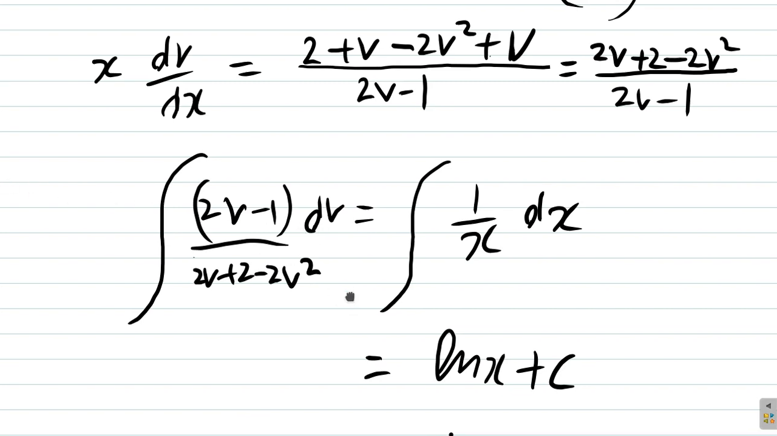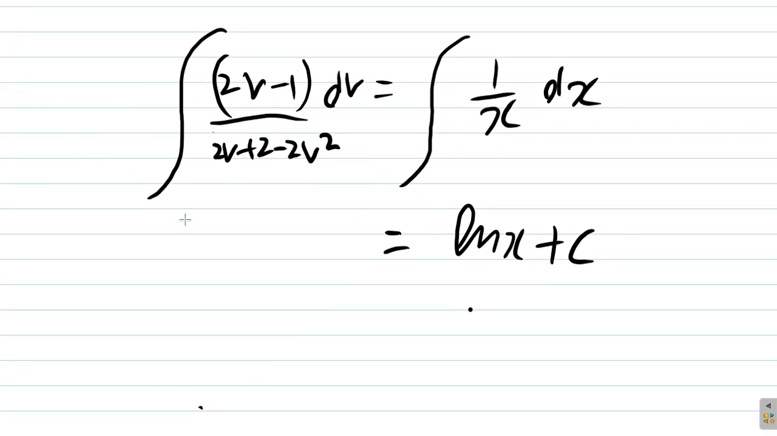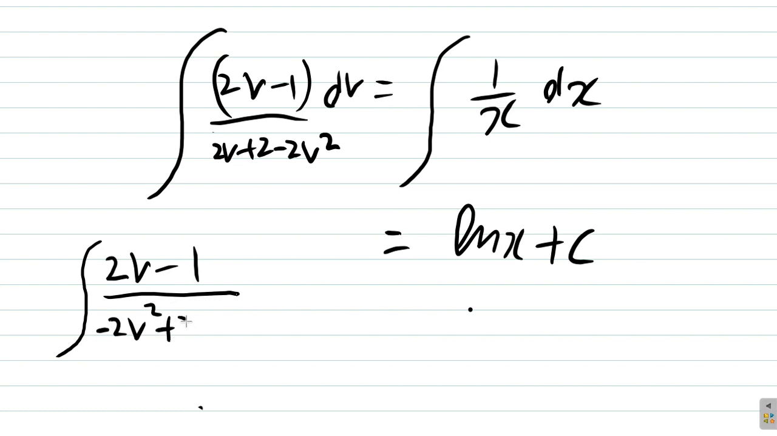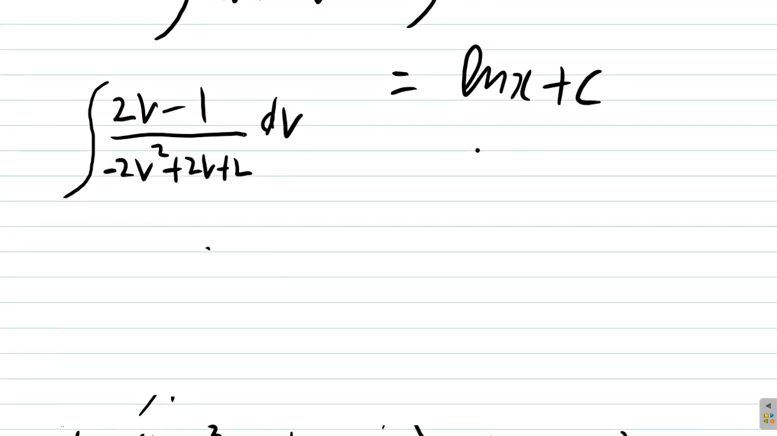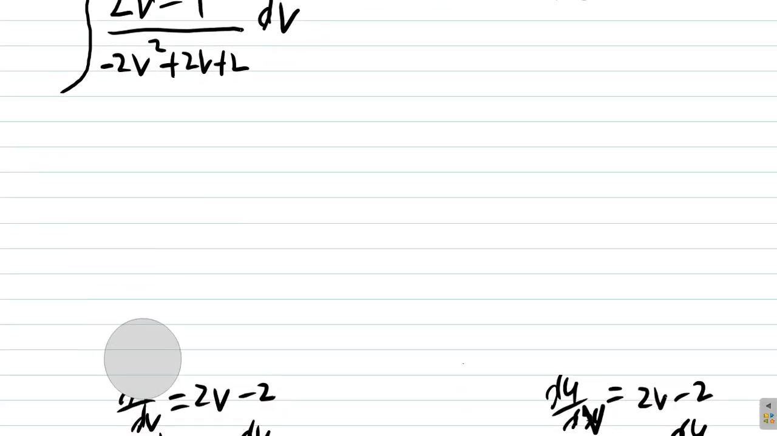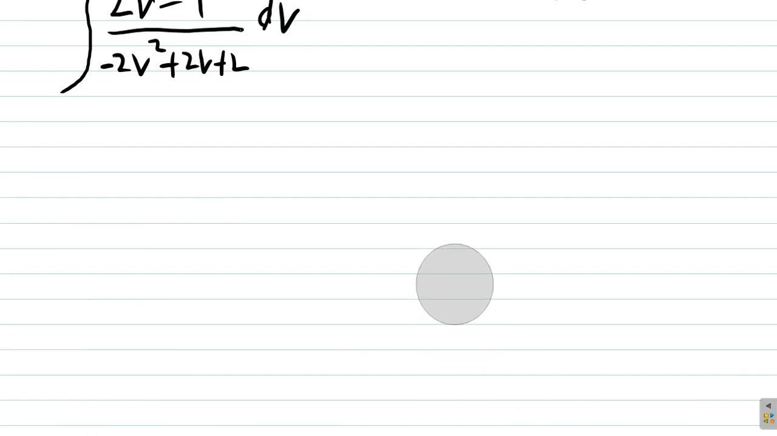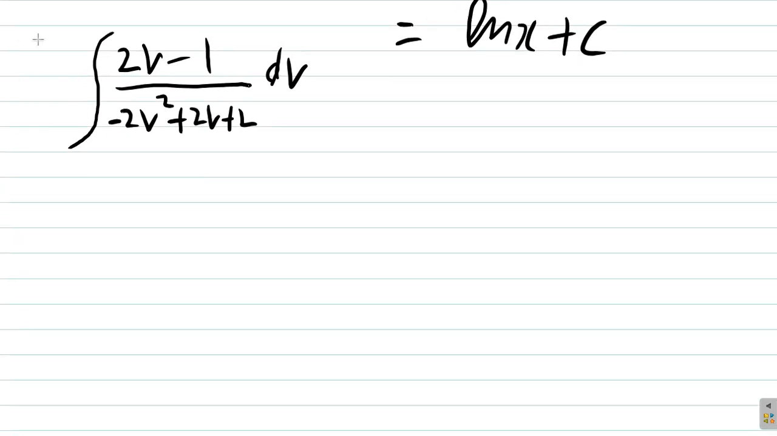Let's look at what will happen on the left hand side. Alright, let's rewrite this. What we have is the integral of 2v minus 1 over, let's put the highest power first, negative 2v squared plus 2v plus 2, dv. Now, let's try integration by substitution. Here, I was doing some work previously down here. Let's erase these to make space. So here, let u be equal to negative 2v squared plus 2v plus 2.